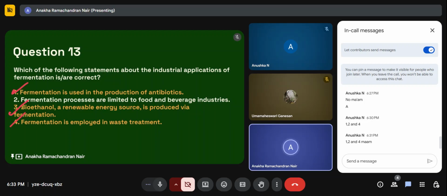So the only one which is incorrect is fermentation processes are limited to food and beverage industry, which is not correct. So as you can see in the question itself, it is used in waste treatment and in antibiotic production, right? So it is not limited to food and beverage industry. So that's the only thing that is incorrect. Any doubts in this question?